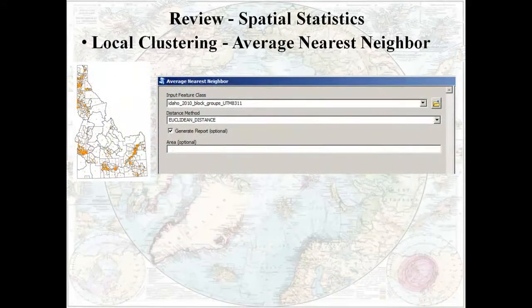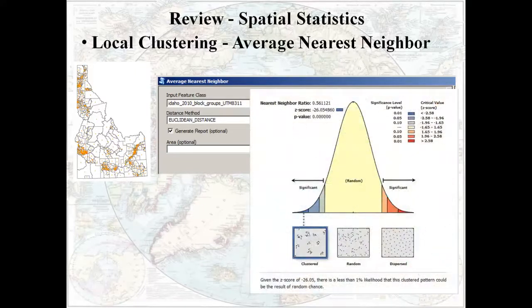Okay, I already talked about average nearest neighbor. Remember, that's where you compute how far it is from each point to its nearest neighbor. Compare that to what would be expected in a normal spatially random distribution. And in this case for Idaho, we see the z-score is minus 26. It puts it out here at clustered. So as expected, Idaho is clustered according to this average nearest neighbor statistic. So we can reject the null hypothesis, which is randomness.